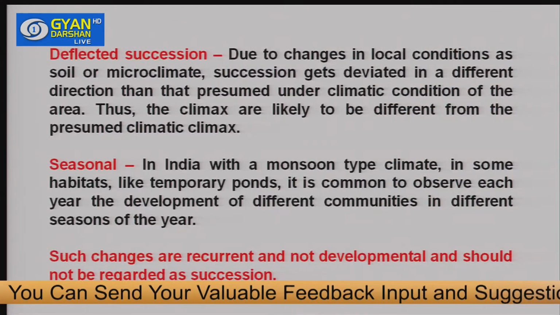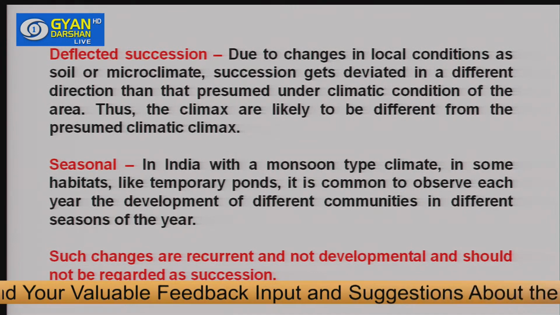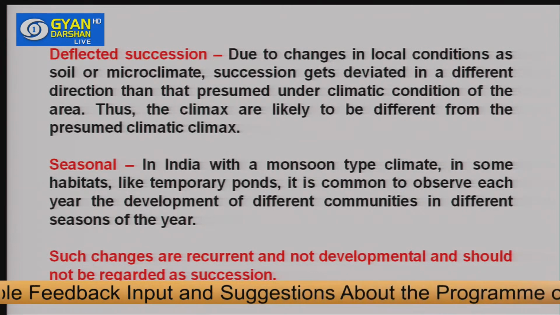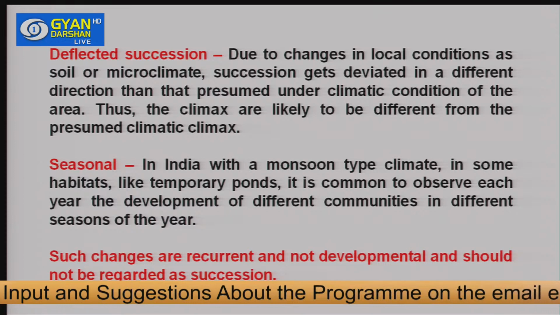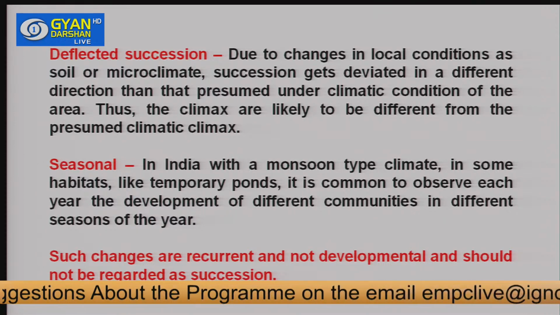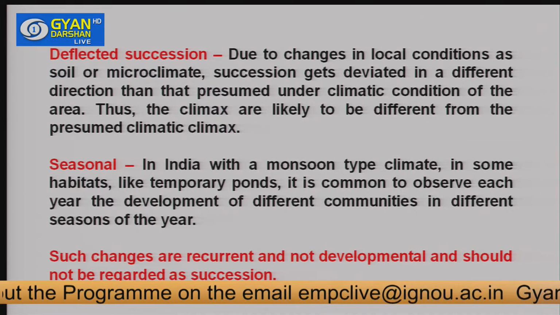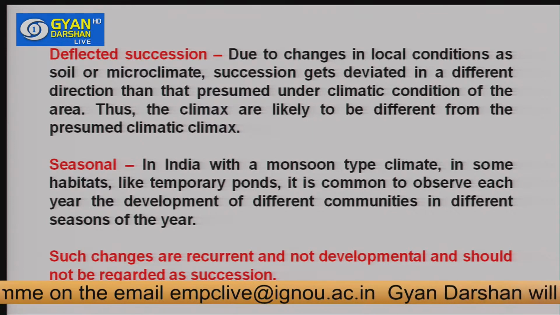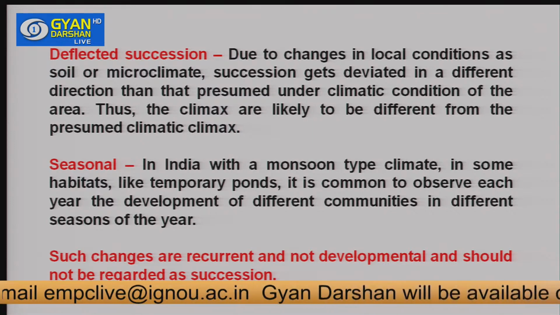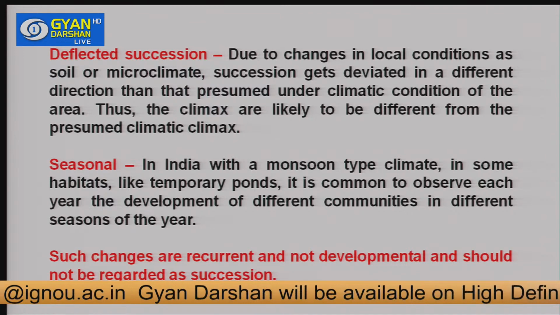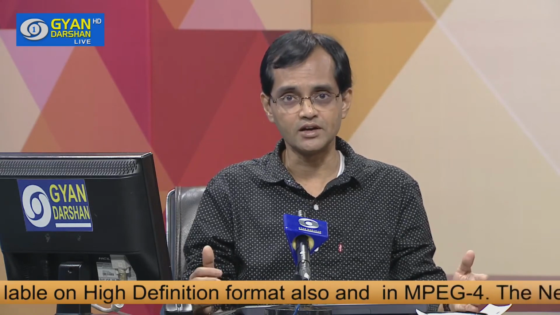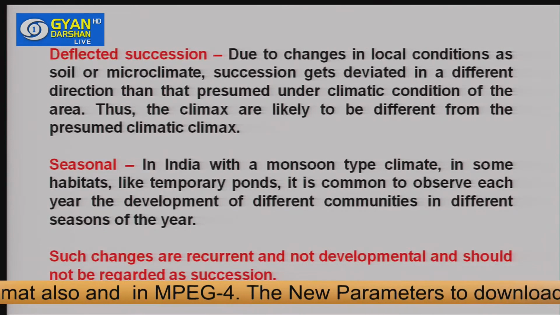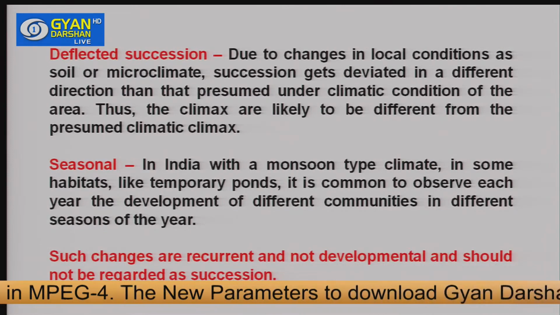Seasonal succession: in India, where we have a monsoon type of climate, in some habitats like temporary ponds, it is common to observe each year the development of different communities in different seasons of the year. But this should not be considered as a succession. Such changes are recurrent and they are not developmental, and therefore they should not be regarded as a succession. So seasonal changes in the community should not be regarded as a succession.